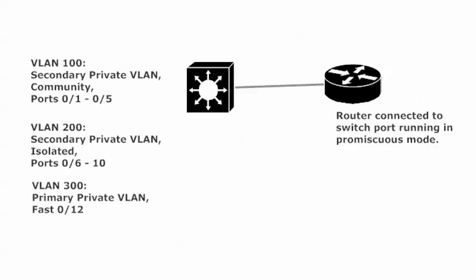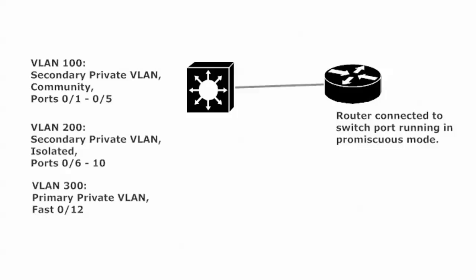To get some experience with these commands and these mappings that we're talking about, we're going to go ahead and create 3 VLANs from scratch here, 100, 200, and 300. VLAN 100 is going to be a secondary private VLAN of the community sort. We're going to put ports 1 through 5 in there. VLAN 200 is a secondary private VLAN of the isolated kind. We're going to put 5 ports in there just for fun as well. Going to get a little practice with the interface range command there.